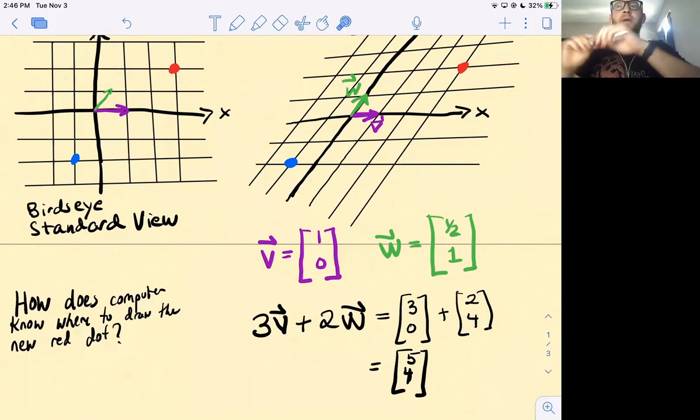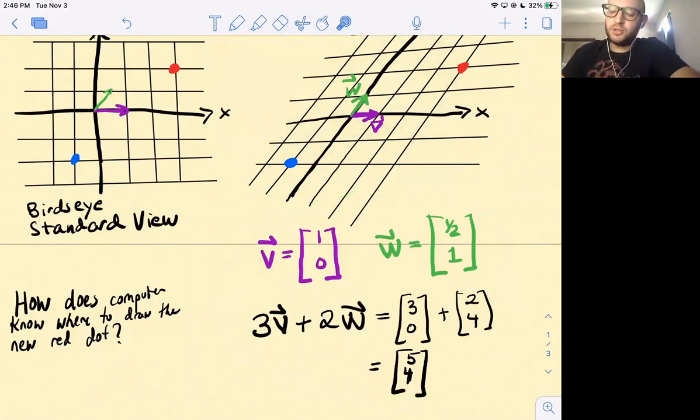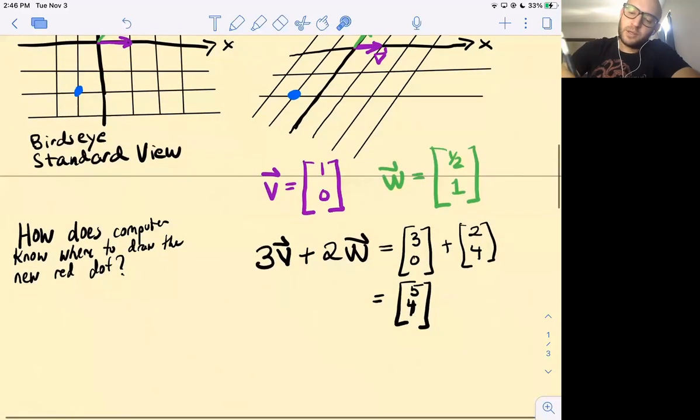Now let me show you how this connects to matrices. We want to encapsulate or repeat this entire computation, because it's kind of annoying to do this if you wanted to do it for every single point that you can think of on this grid and see where the new points would map to. We want a systematic way of doing it. And this is where matrix multiplication comes in.